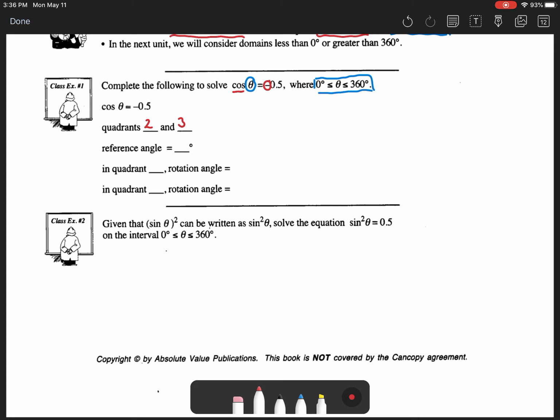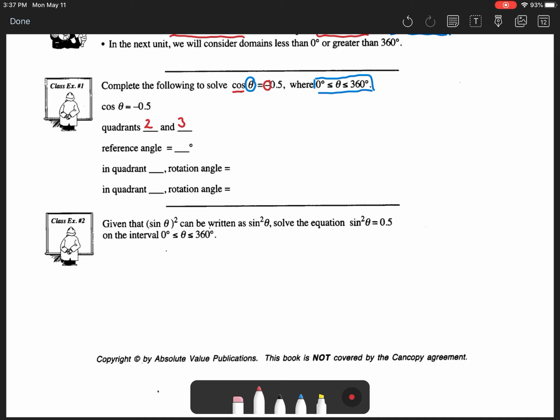So that's where I am looking for my rotation angles, which is theta in this case. So what I do at this point is the following. I make sure my calculator is in degree mode because in this question, we are discussing things in degrees. I know that because of the domain, 0 degrees to 360 degrees.